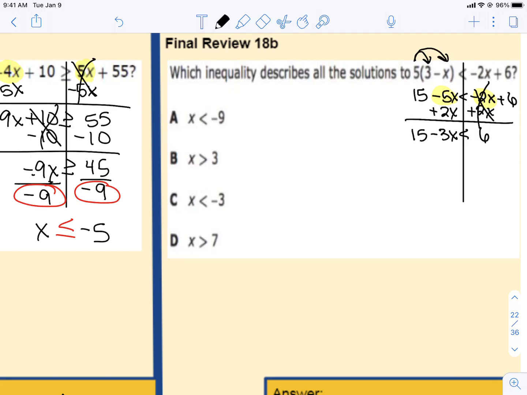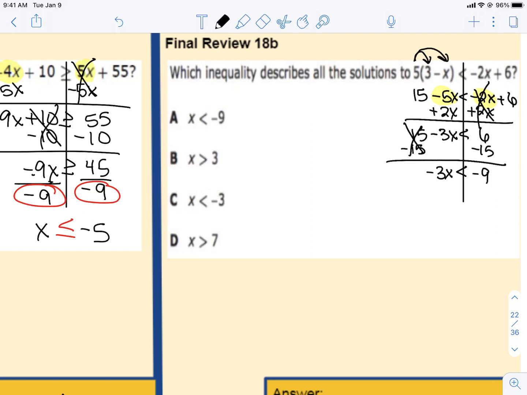From here, what I'm going to do is move over that 15. Right now it's a positive 15, so I'm going to subtract 15 from both sides. 15 minus 15 is 0. So I'm left with a negative 3x is less than 6 minus 15, which is a negative 9.